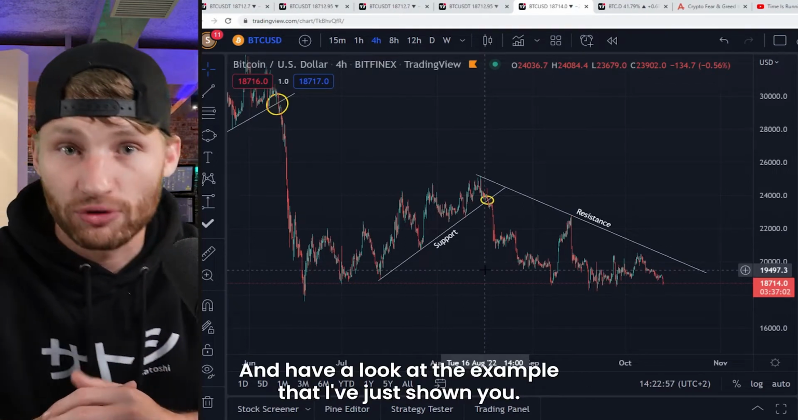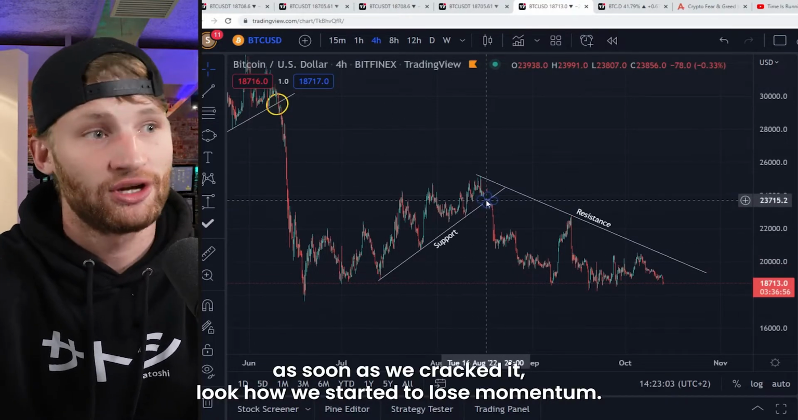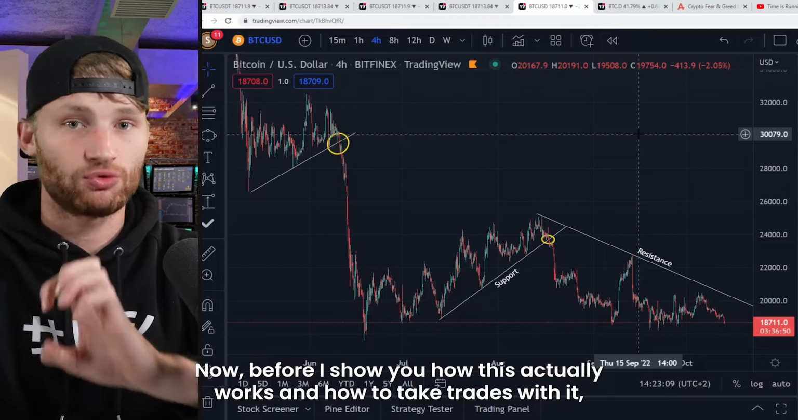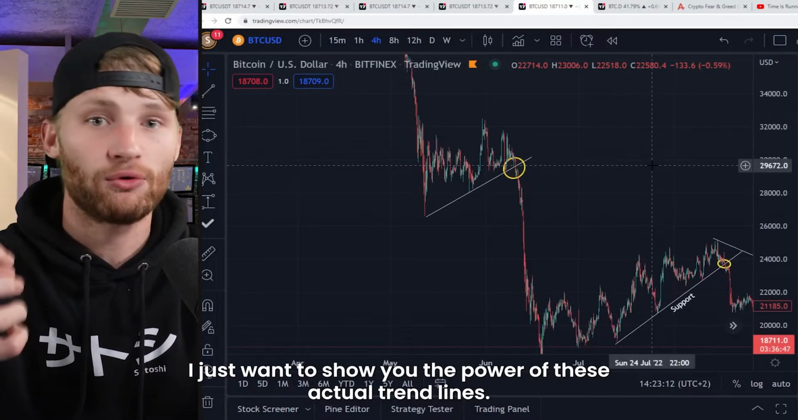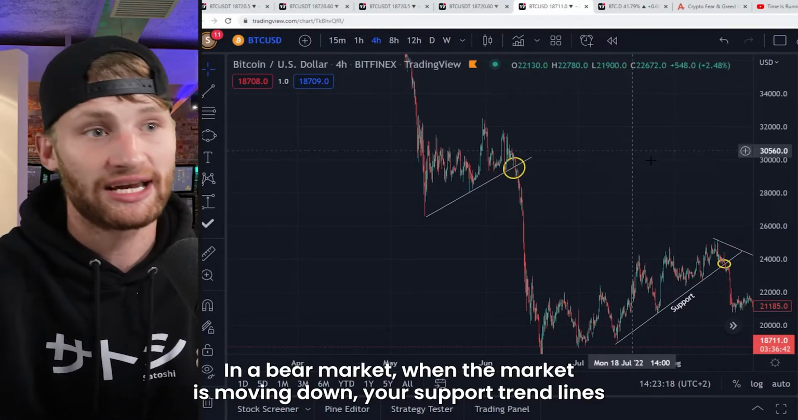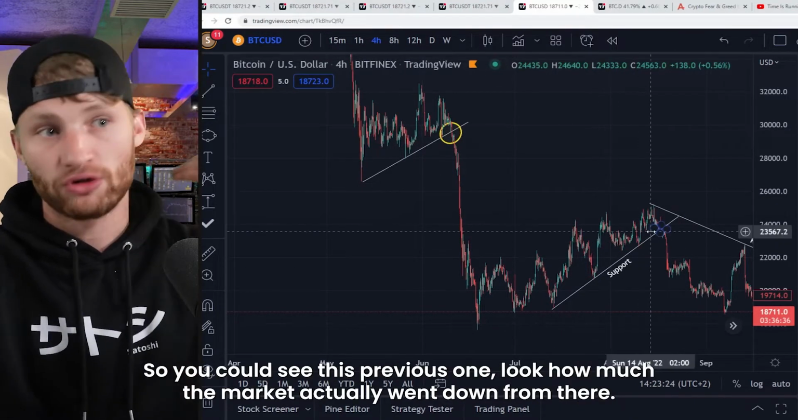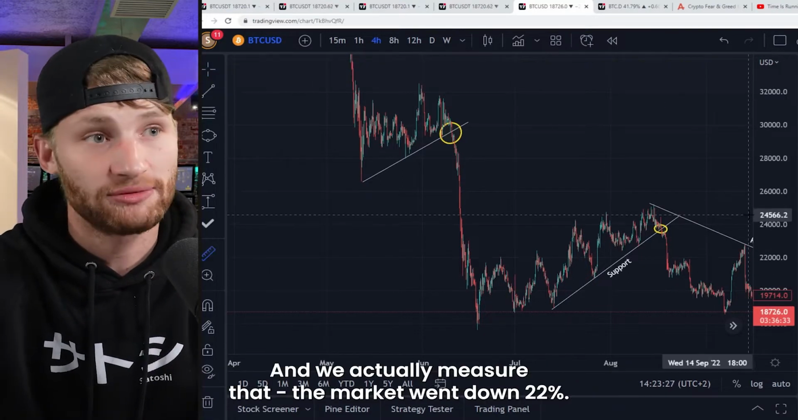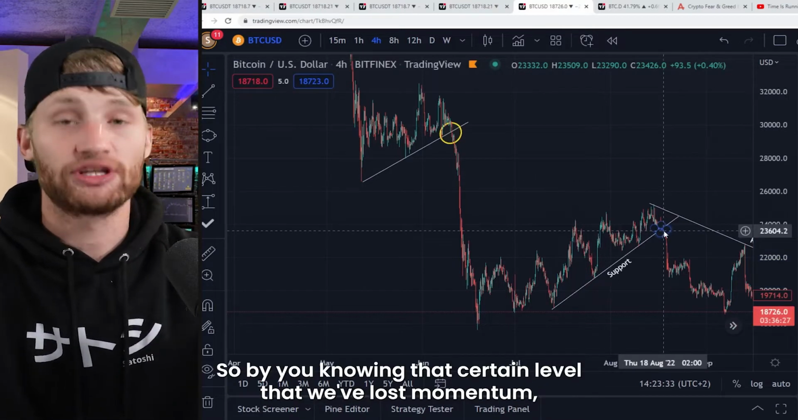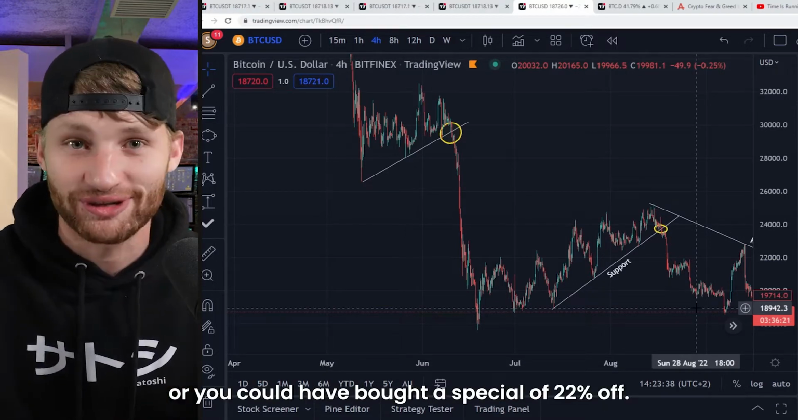Have a look at the example that I've just shown you. Look, as soon as we've been holding this trend over here, as soon as we cracked it, look how we started to lose momentum. And it's the same with the resistance. Now, before I show you how this actually works and how to take trades with it, I just want to show you the power of these trend lines. In a bear market, where the market is moving down, your support trend lines are super important because they track when a really big move is coming. You can see this previous one, look how much the market actually went down from there. We measured that, and the market went down 22%. So by knowing that certain level where we've lost momentum, you could have saved yourself from 22% of losses, or you could have bought a special of 22% off.